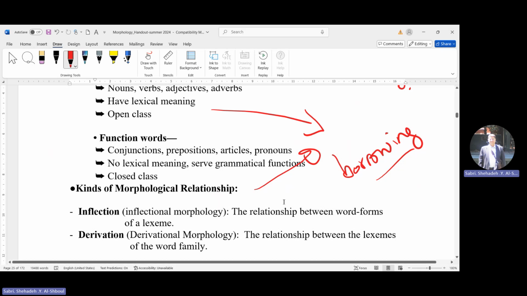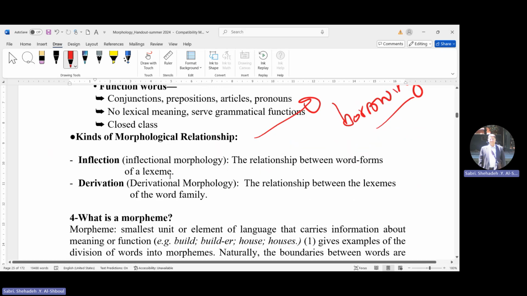So here, as we said, the kinds of morphological relationship are inflectional as well as derivational. In the inflectional, we have lexemes as well as word forms in the paradigm. In the derivation, we have lexemes working together.